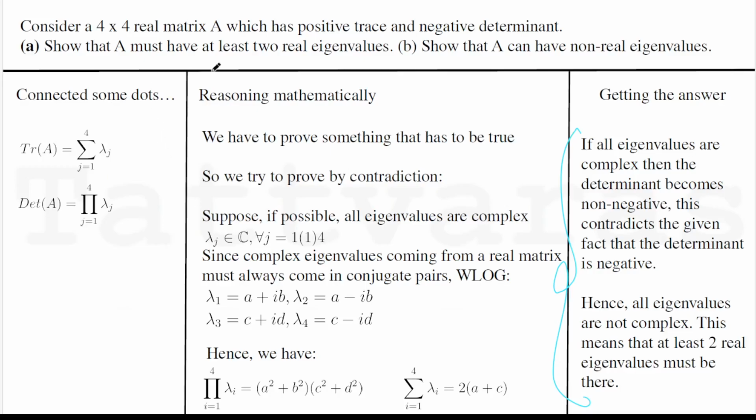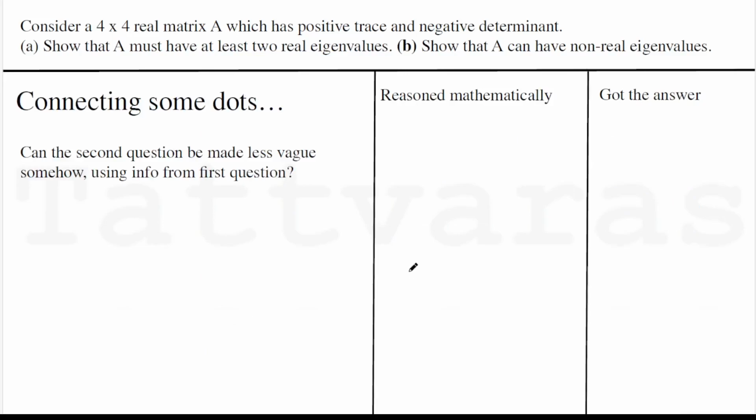And hence, the opposite of this is true, which means A must have some real eigenvalues, and the minimum possible real eigenvalues that A can have is 2, because complex eigenvalues occur in pairs, so they can only be present in even numbers. So they can be either 0, 2 or 4. So we have it. The second part is show that A can have non-real eigenvalues.